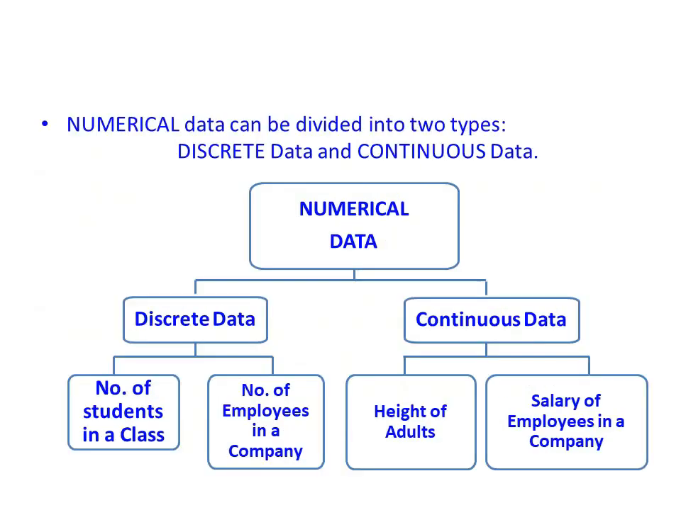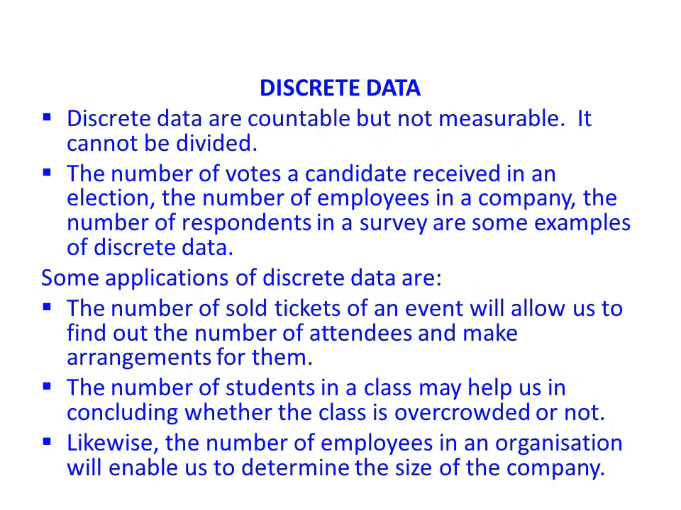Like categorical data, numerical data can be classified into two types: discrete data and continuous data. Number of students in a class, number of employees in a company are examples of discrete data. Examples of continuous data are height of adults and salary of employees in a company. More about discrete data. Discrete data are countable but not measurable. It cannot be divided. The number of votes a candidate received in an election, the number of employees in a company, the number of respondents in a survey are all examples of discrete data.